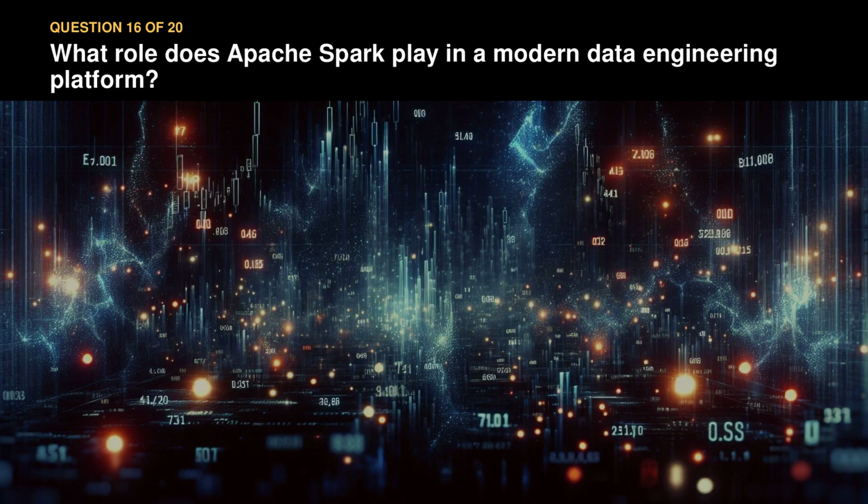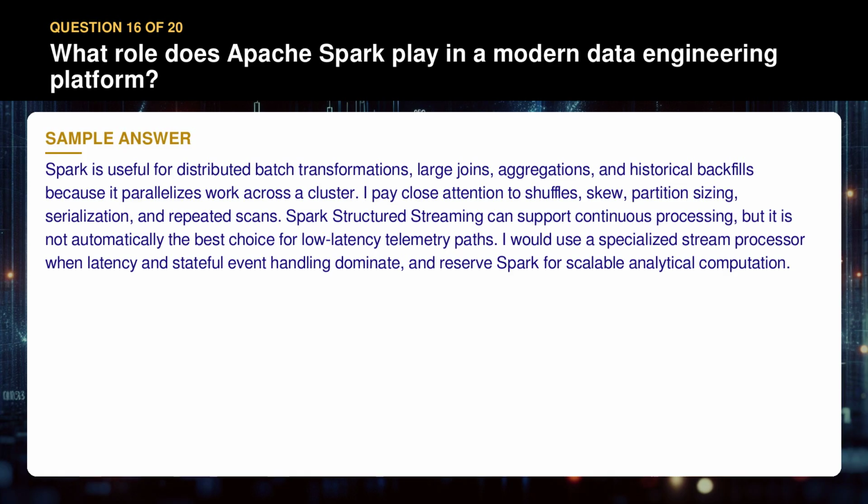Question 16. What role does Apache Spark play in a modern data engineering platform? Spark is useful for distributed batch transformations, large joins, aggregations, and historical backfills because it parallelizes work across a cluster. I pay close attention to shuffles, skew, partition sizing, serialization, and repeated scans. Spark structured streaming can support continuous processing, but it is not automatically the best choice for low-latency telemetry paths.